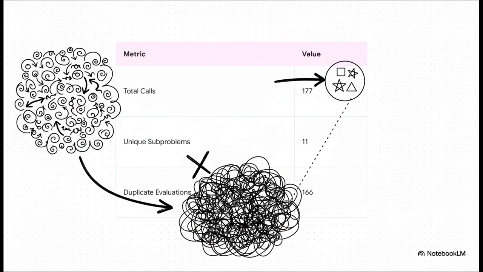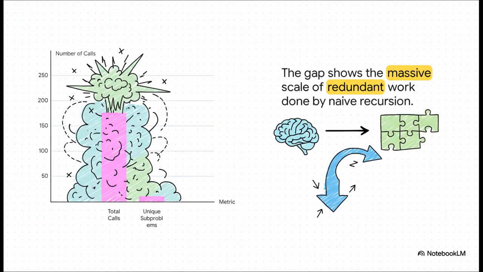And if you don't believe me, just look at the numbers. Here's the data for calculating Fibonacci of 10. We had 177 total calls, right? But guess how many of those were actually for unique problems? Just 11. That means 166 of those calls were just wasted time. Our program was just spinning its wheels. This chart just makes it so obvious. That big bar on the left, that's our 177 calls. And that tiny little bar on the right, that's the 11 problems we actually had to solve.